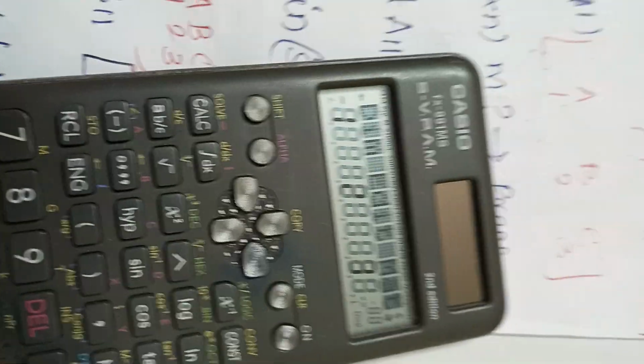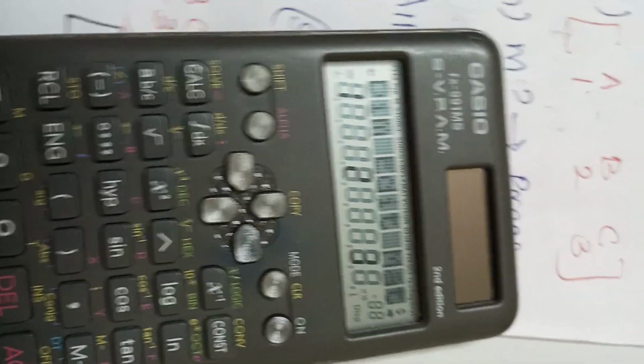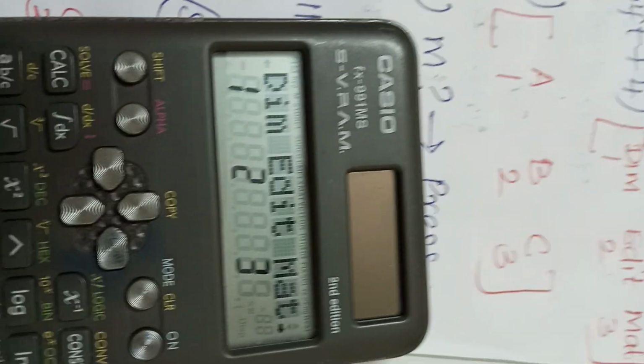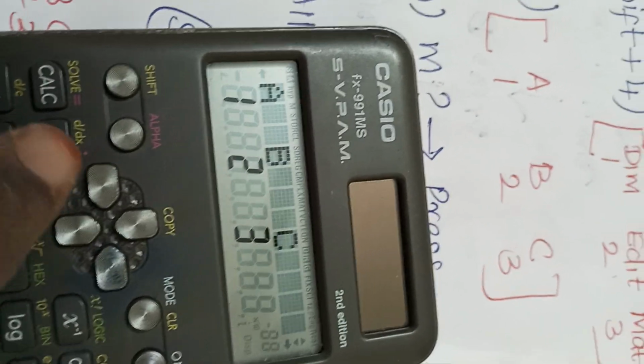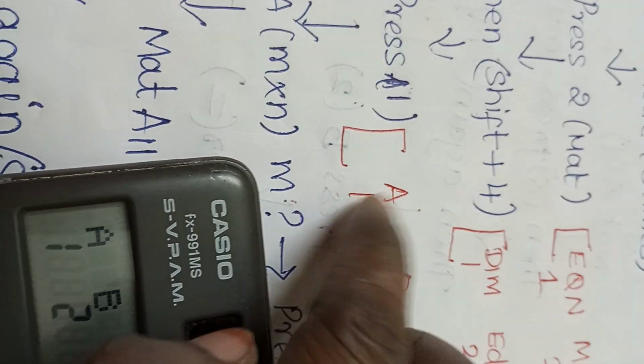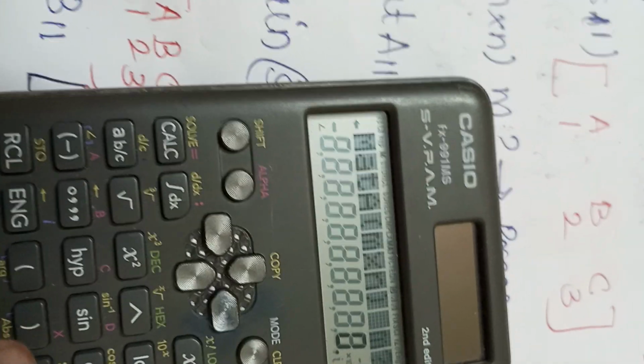Equation, Mat, Vector. So enter 2. Shift 4. Now see, shift 4, dimensional 1. After dimensional 1, press A1.